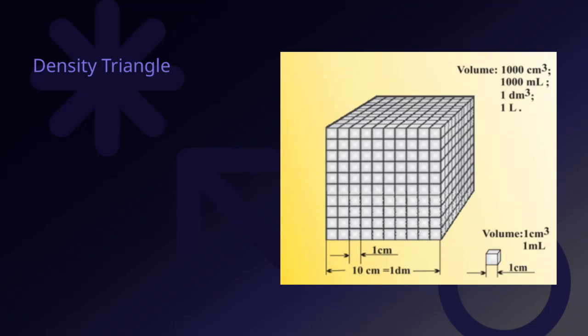Let's take a closer look at the density triangle. This concept is really useful for understanding the trade-offs involved in designing materials and structures. The triangle highlights 3 key factors: strength, weight, and density. You can think of these factors as points on the triangle, where improving one often affects the others. For example, increasing strength might mean adding more material, which could increase density and weight. Conversely, reducing weight often involves selecting less dense materials, which might impact strength.